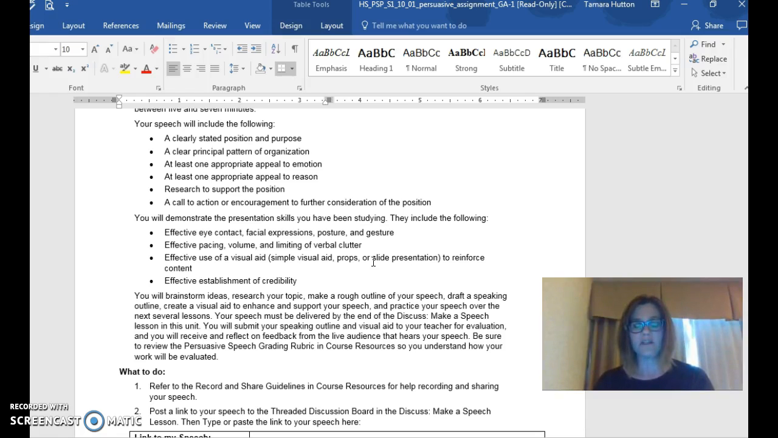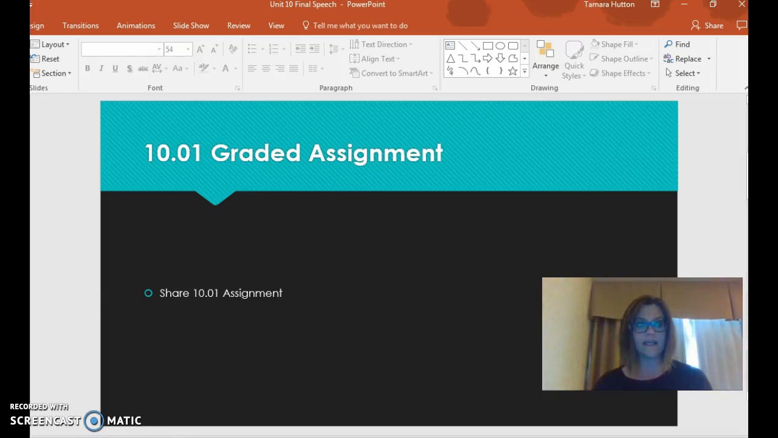And then effective establishment of credibility. We talked about this mostly last week when we talked about not using fallacies. And so make sure that you establish credibility with your audience. All right. And we'll go over more of that in the PowerPoint presentation here in just a second.